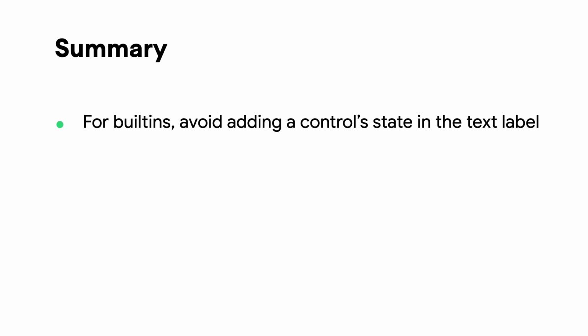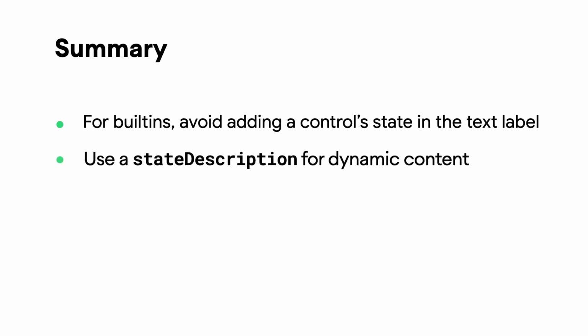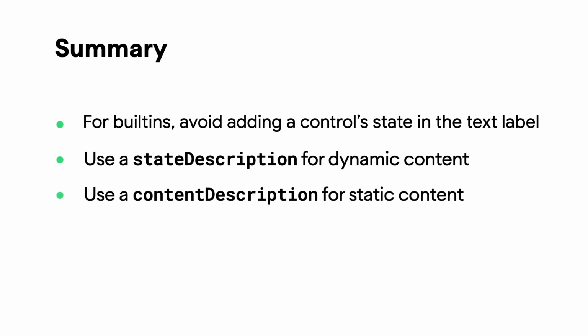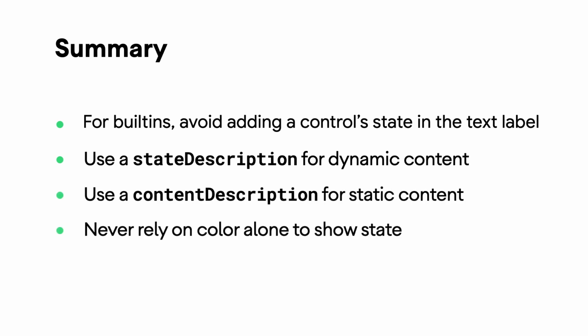To summarize, for most built-ins, avoid adding a control's state in the text label, since this information is likely already provided by the accessibility service. Use a state description to convey the custom state of elements when the state is likely to change. Use a content description for static content, and never rely on color alone to show that a form element is in an error state.